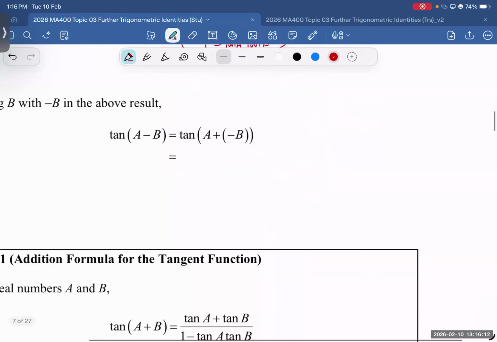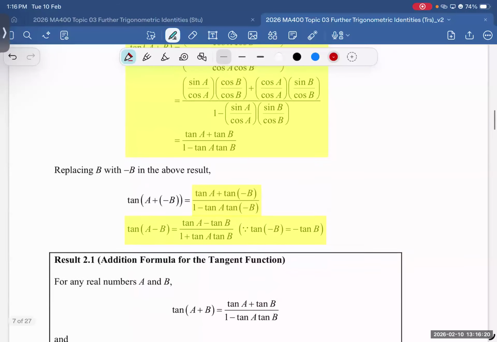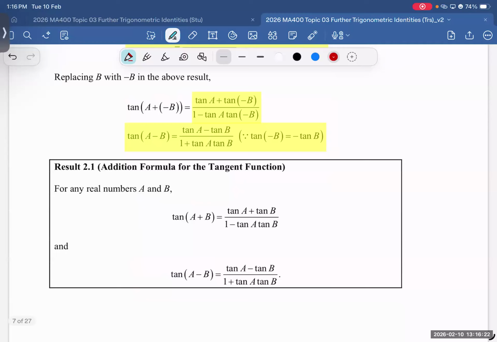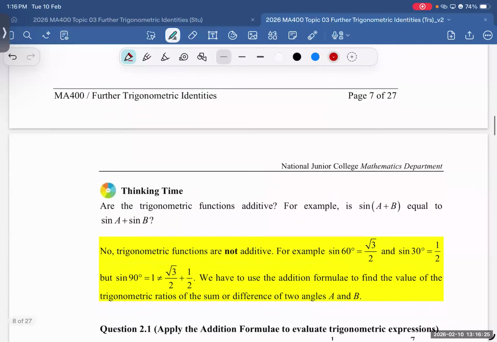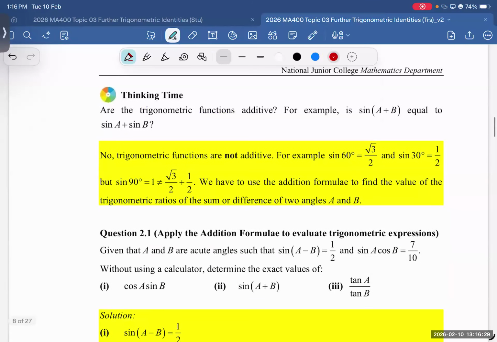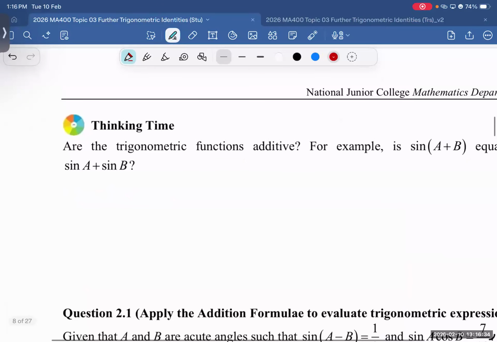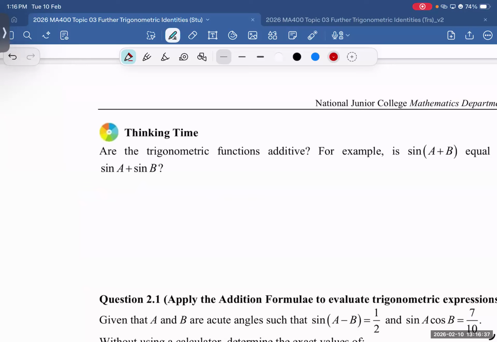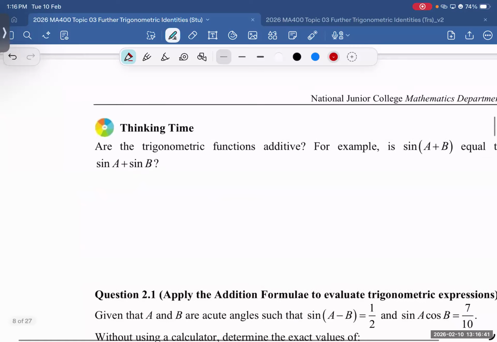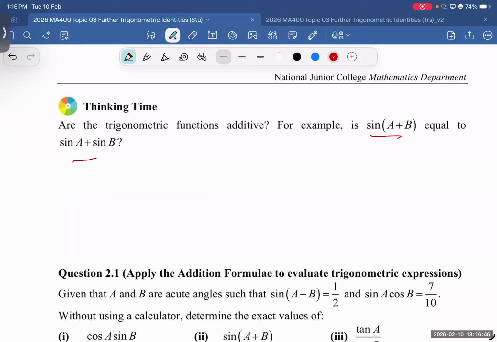Okay, now I go on. With that, I officially introduce the tangent formula. Okay, you can start on. Okay, thinking time. So, are they additive? No, they are not. Okay, they don't have any bad habits, so they are not addicted to anything. So, is sine A plus B the same as sine A plus sine B? Obviously, no.